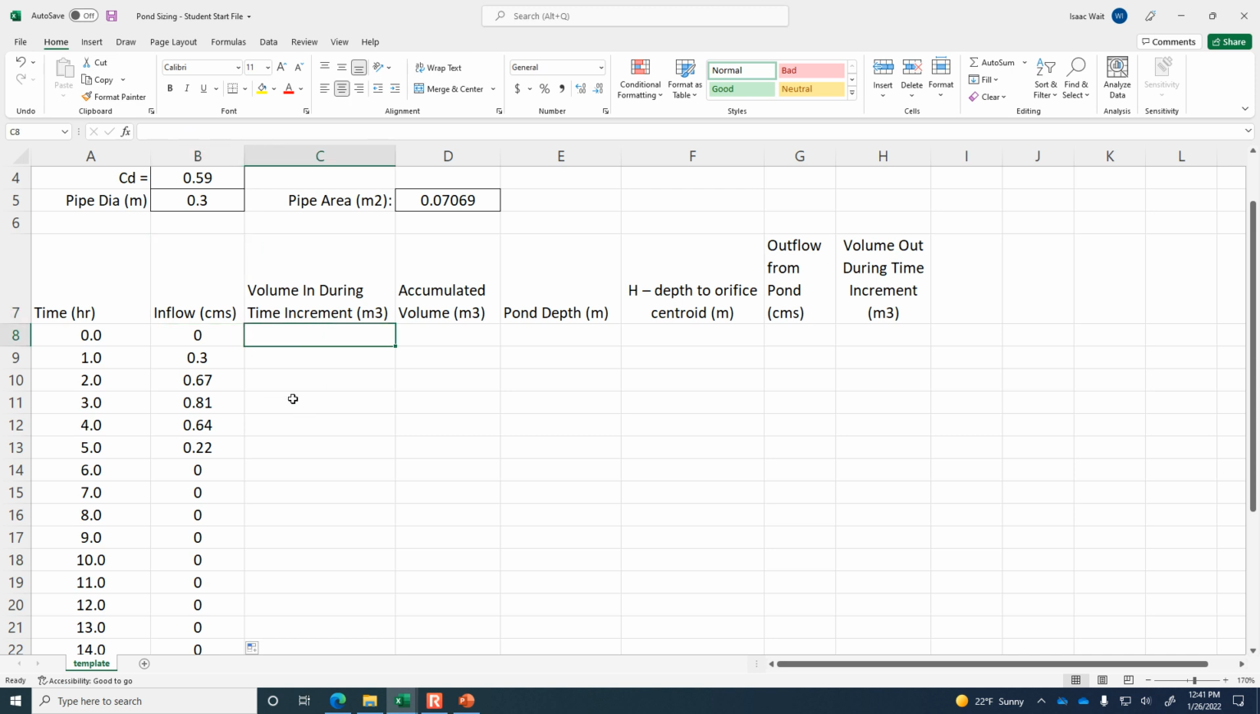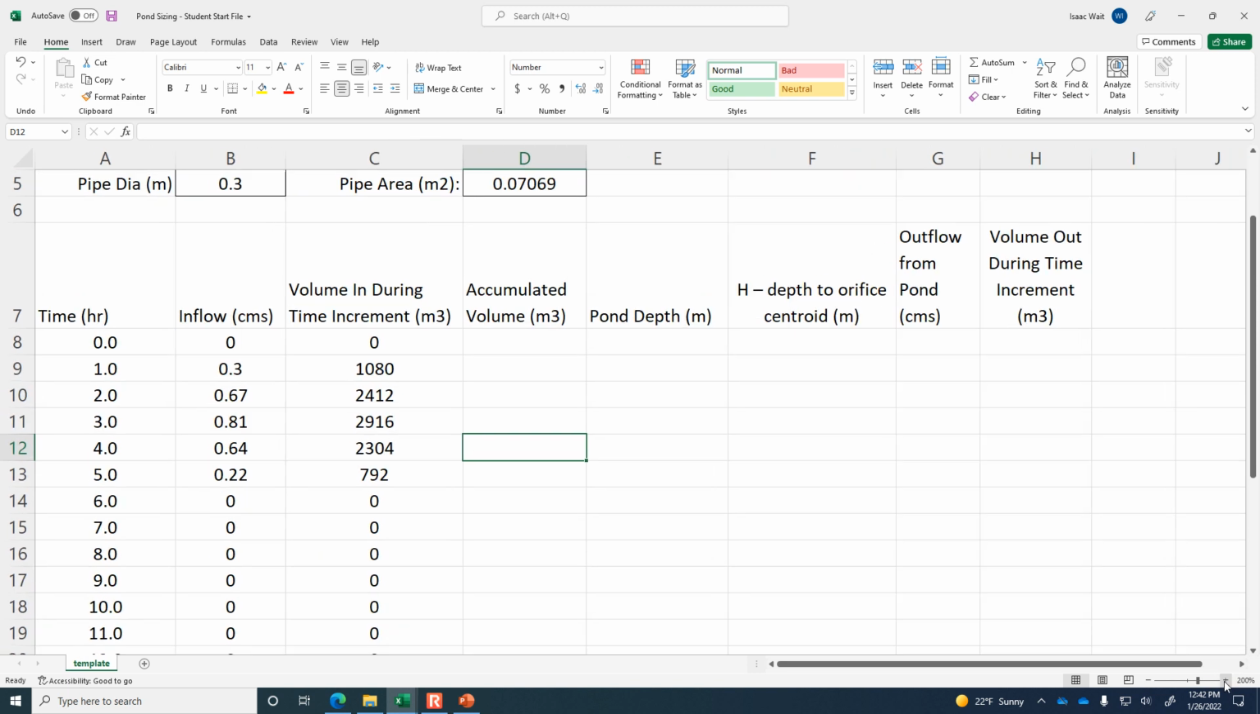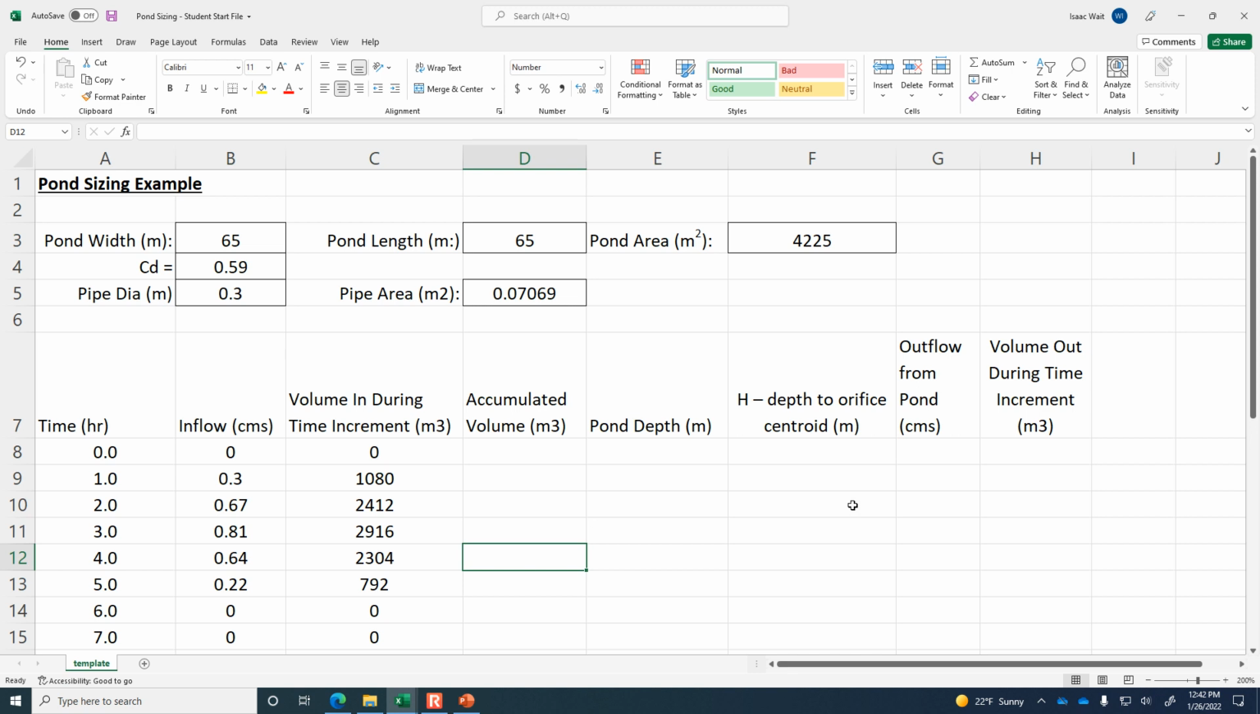The way that we calculate volume in is V equals Q times the time increment. So this is Q, the flow rate. The time increment, there's 3,600 seconds in an hour. So it's going to be the flow rate in times 3,600 to convert it from flow rate to the flow volume that came in. Okay, any questions so far?